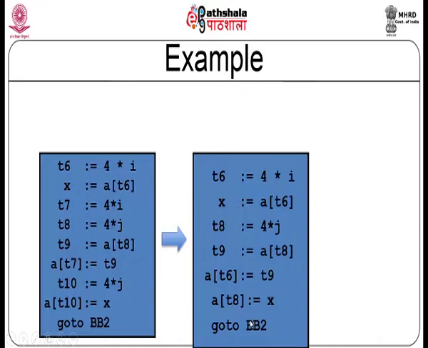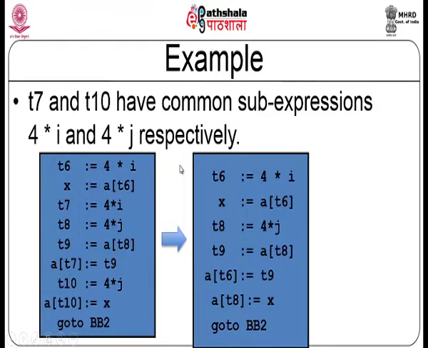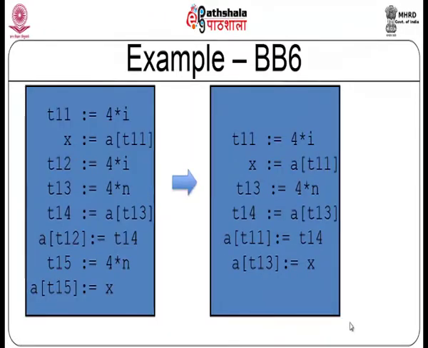Now, this is with respect to basic block B5. Similarly, for basic block B6, I have computed 4 into I here and 4 into I here, and 4 into j here. So, I can reuse this computation and call it 4 into I and 4 into n here. Wherever we have used T12, that can be replaced with T11, and wherever we have used T15, that can be replaced with T13. So, this is one more situation. 4 into n is going to be reused.